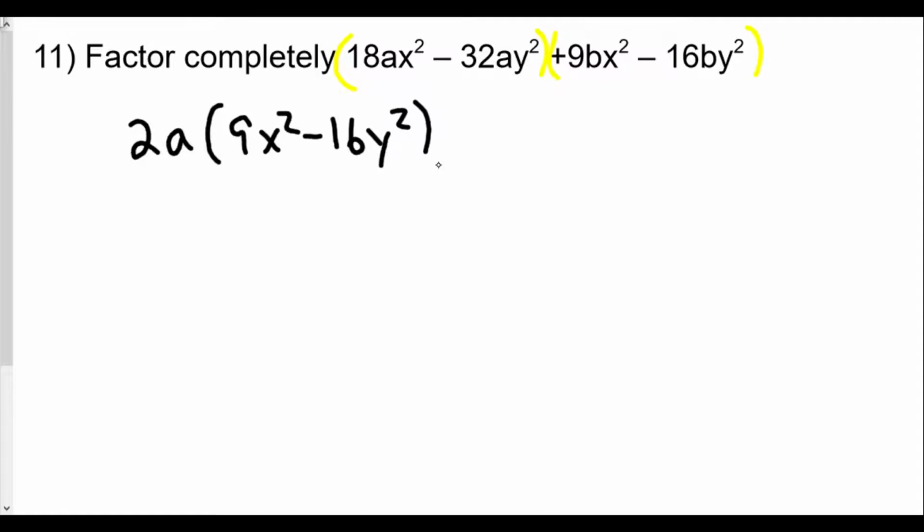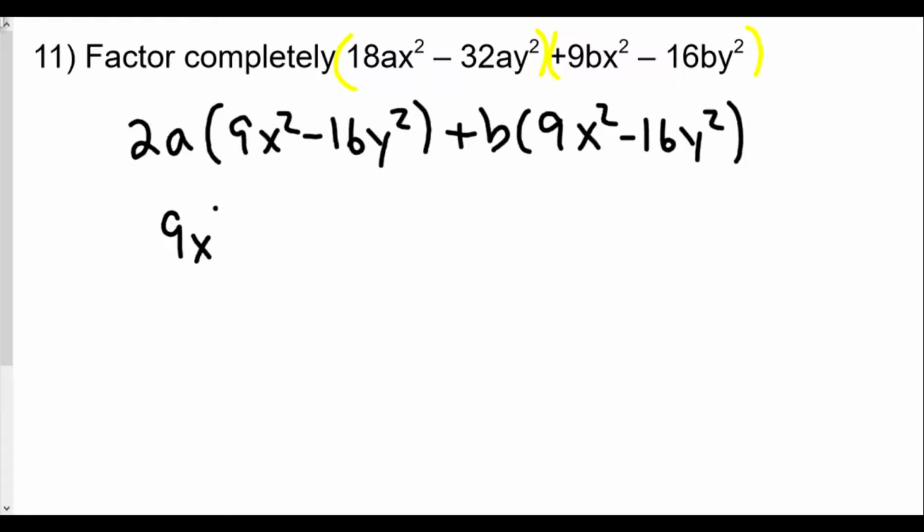And then for the GCF of the second two, 9bx squared minus 16by squared, it looks like I can factor out a b. That's it, because I can't divide by 9 and x plus y squared. So you can factor out a b, so plus b, leaving us with 9x squared minus 16y squared. Oh, that works out nicely, because notice that both of them now have the GCF of 9x squared minus 16y squared. And left over is 2a plus b.